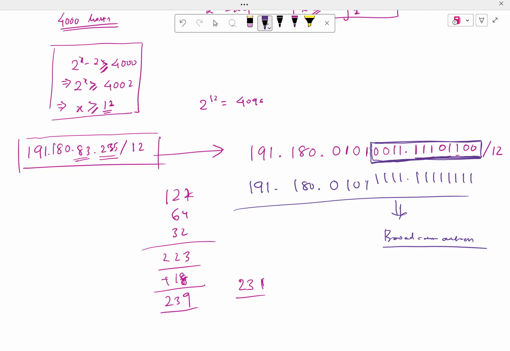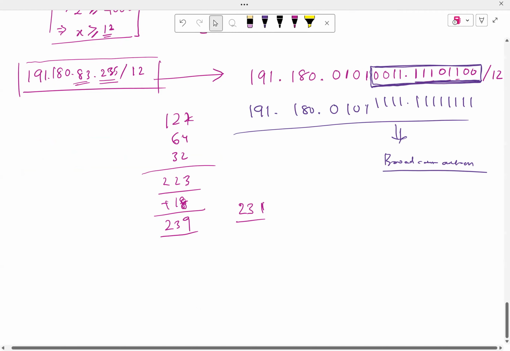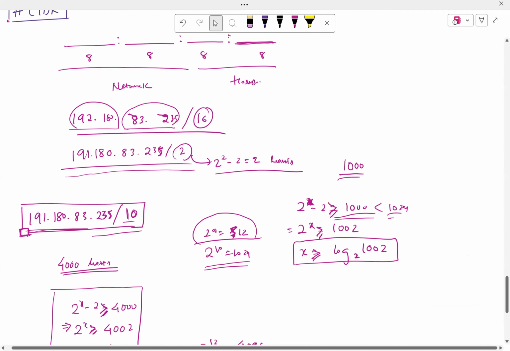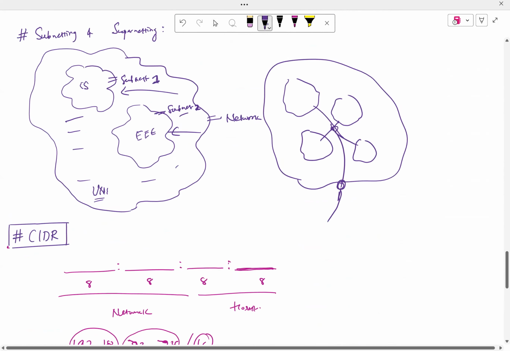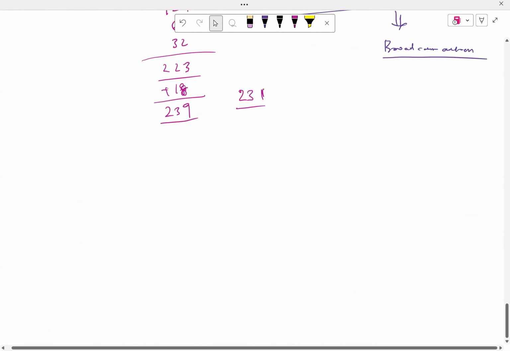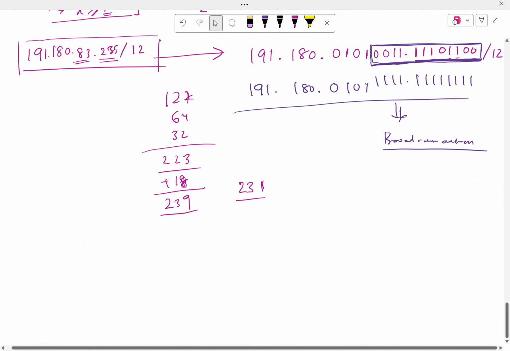There are two things. One is direct broadcast and one is limited broadcast. Direct broadcast is broadcasting within the network. If you are broadcasting within all the computers in your network, that is called direct broadcasting. If you broadcast it to all the networks in the internet, like all the devices, that is limited broadcasting.